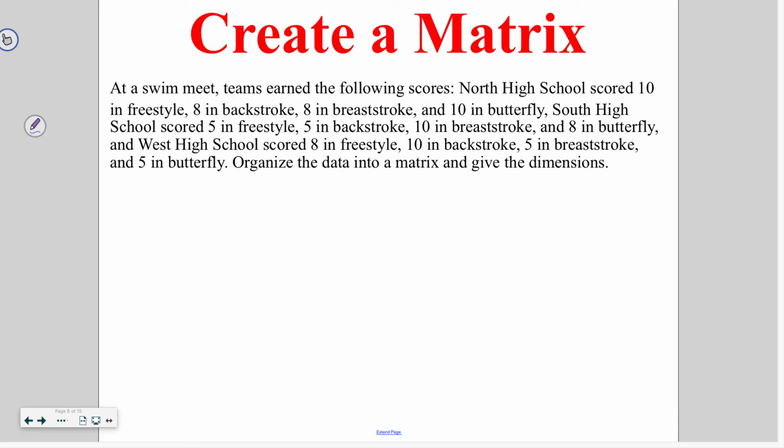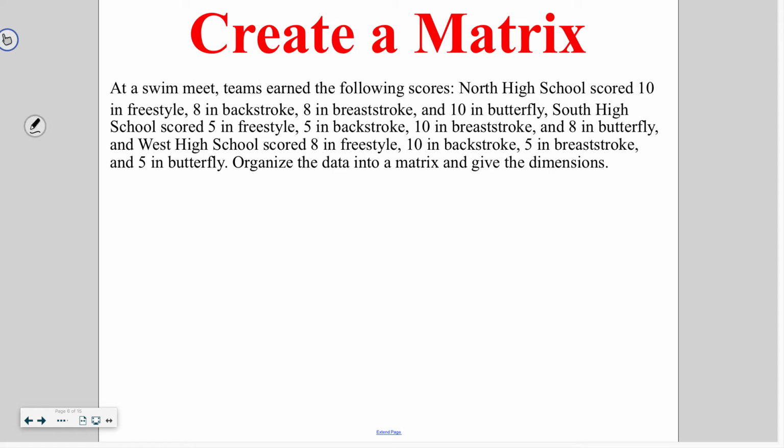Part of what you also will have to do is to create the matrix yourself. So at a swim meet, the teams earn the following scores. North has 10 in freestyle, 8 in backstroke, 8 in breaststroke, and 10 in butterfly. South has 5 in freestyle, 5 in backstroke, 10 in breaststroke, and 8 in butterfly. And West has 8 in freestyle, 10 in backstroke, 5 in breaststroke, and 5 in butterfly. Organize the matrix and then give the dimensions.